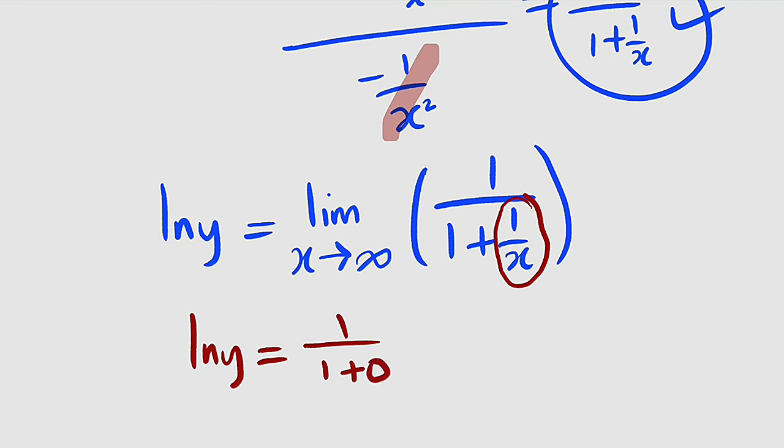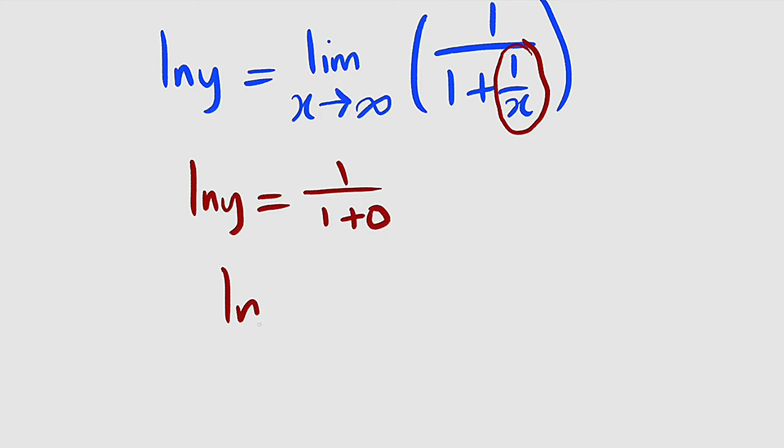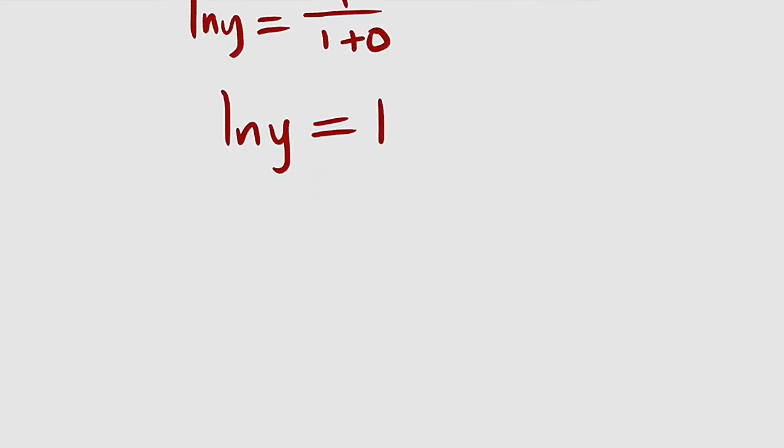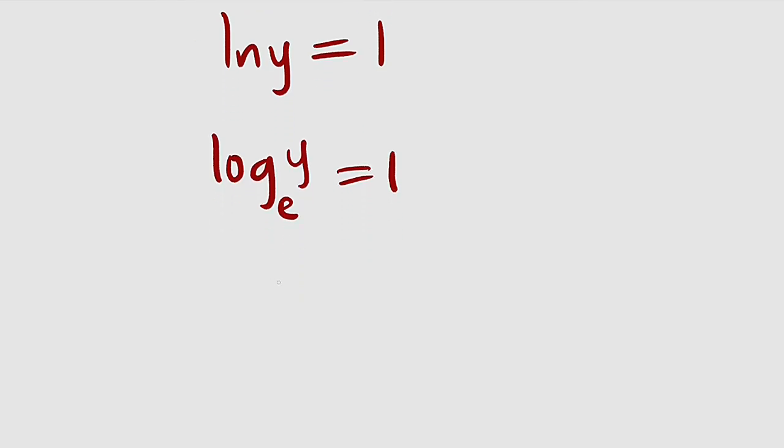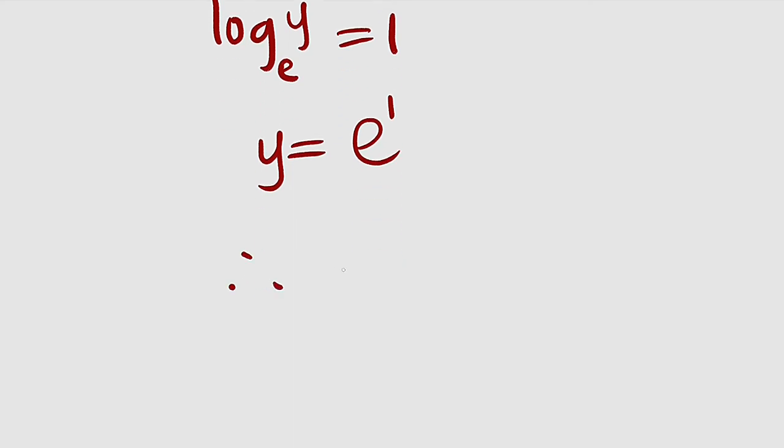So natural log of y is equal to 1 divided by 1 + 0. 1 + 0 is 1. 1 divided by 1 is 1. Therefore, natural log of y is equal to 1. But remember that natural log is a log to base e. So we can say that this is log of y with the base of e equal to 1. And from the definition of logarithm, we can transform this into exponential form, right? By taking y equal to e raised to the power of 1. And you know that e to the power of 1 is still e, and hence y equal to e.